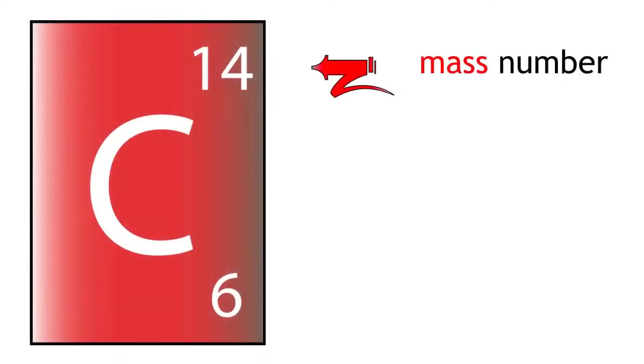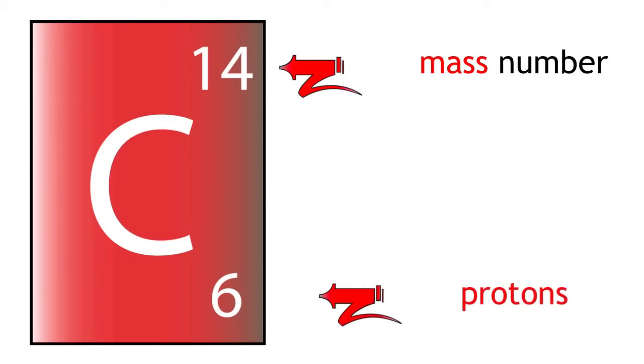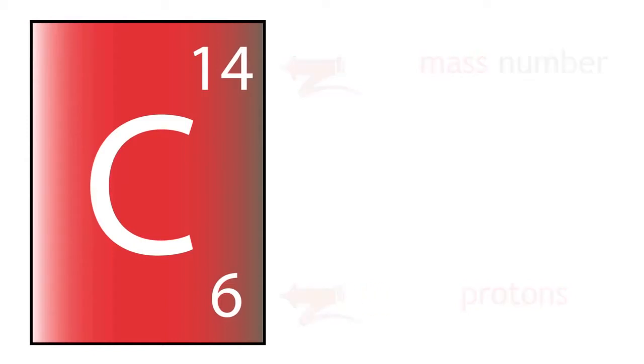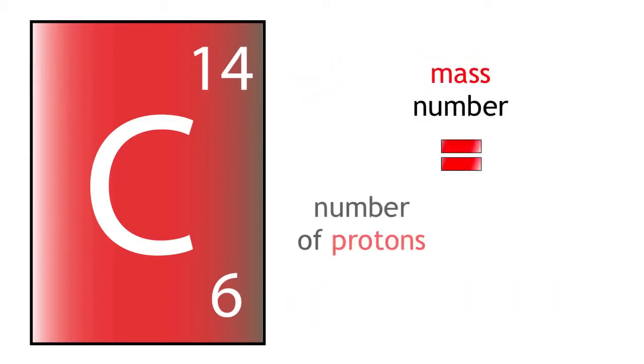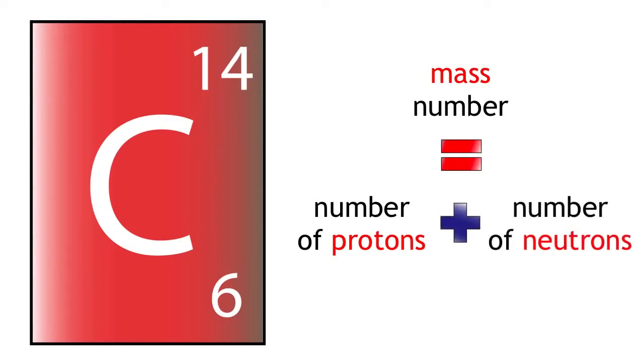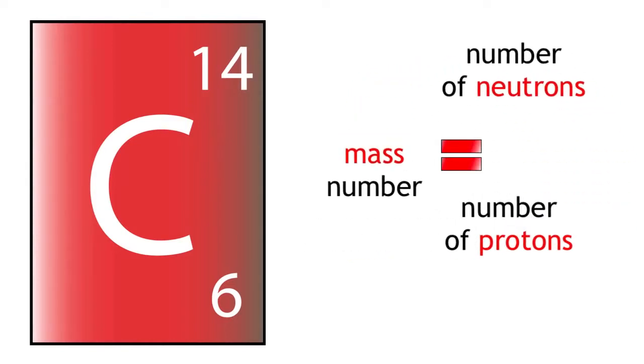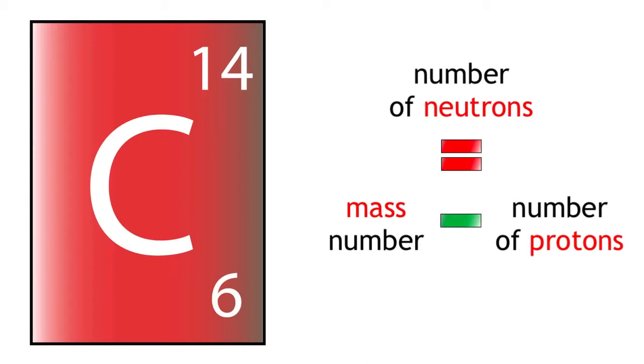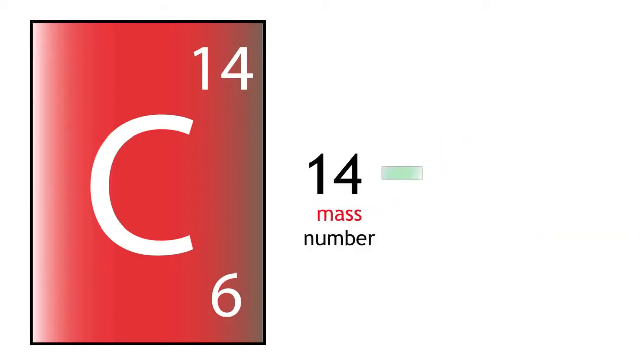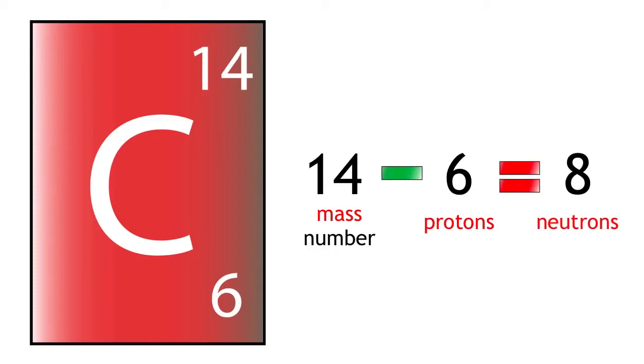Carbon-14 has a mass of 14, but it still only has 6 protons. Mass number equals protons plus neutrons. Rearrange. Neutrons equals mass number minus protons. 14 minus 6 equals 8. Therefore, carbon-14 has 8 neutrons.